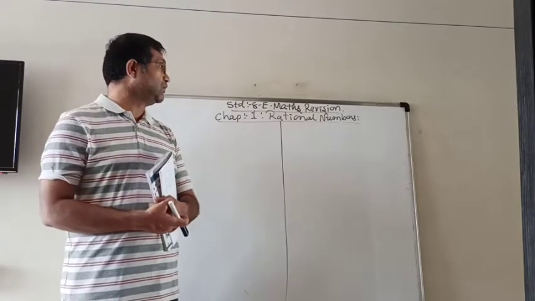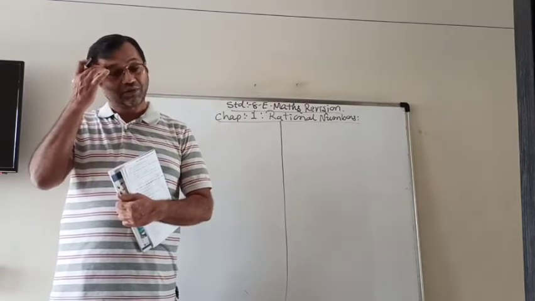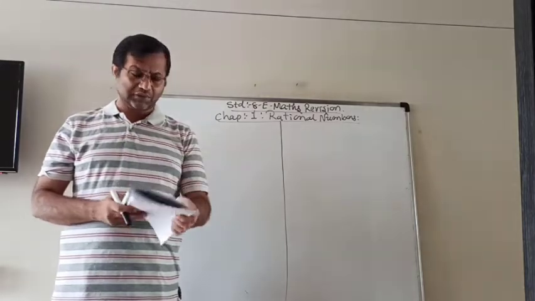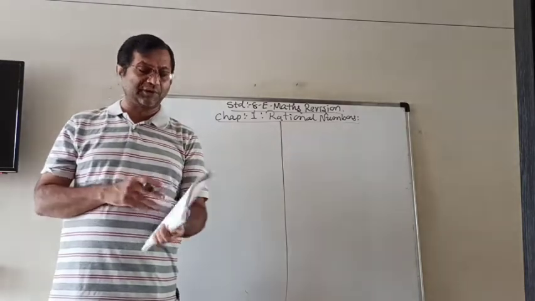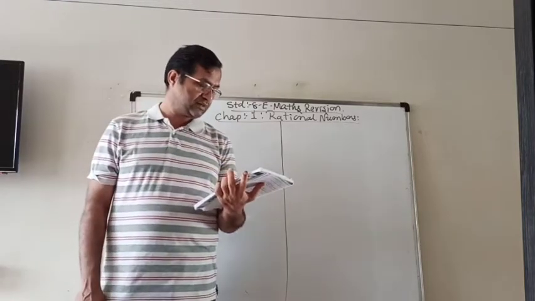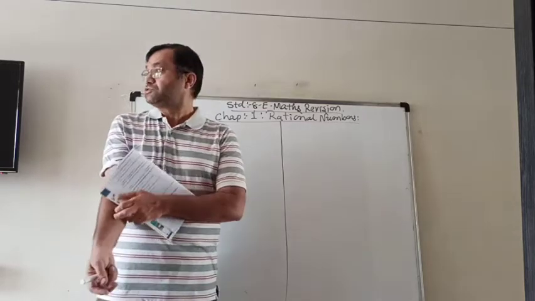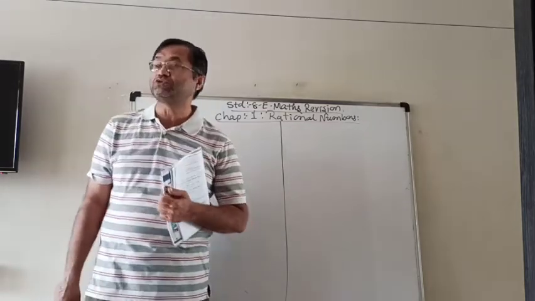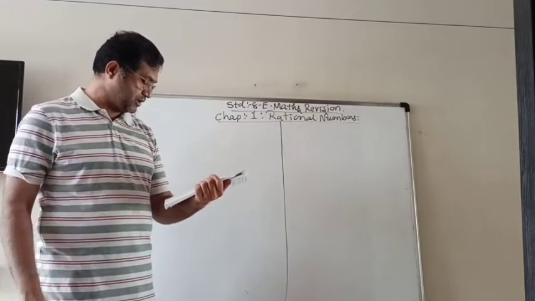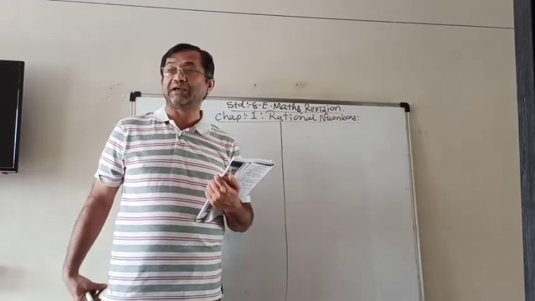Chapter number 1 revision is going on in mathematics. In last session we learned about some properties which are used, the reciprocal, additive inverse, etc. Today we are going to revise how to represent the rational numbers on a number line.